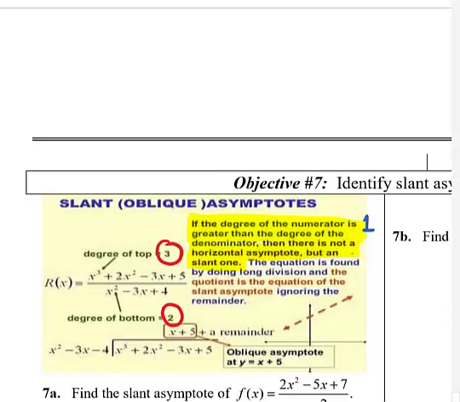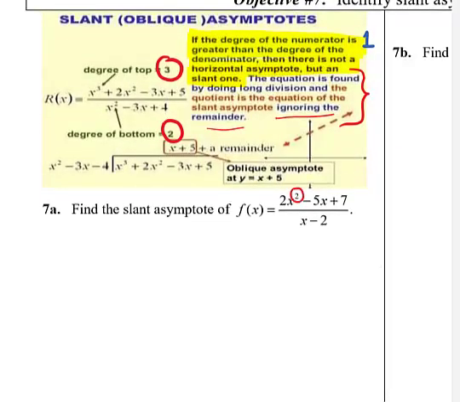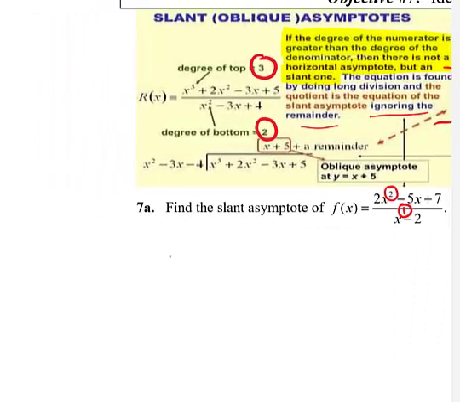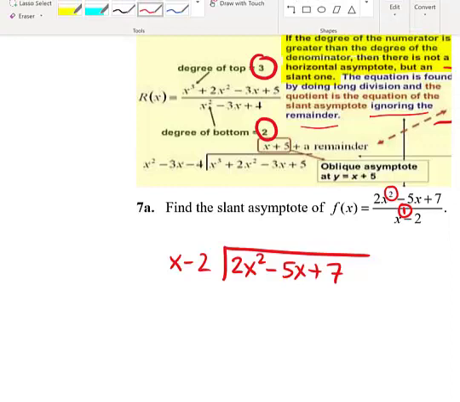Okay, and then you'll find the slant asymptote by doing long division of the denominator into the numerator. The quotient is the equation of the slant asymptote, and you ignore the remainder. Remainder means nothing, it doesn't help us at all. It's just the quotient. So that's pretty much what we're doing here. Notice the degree of the numerator is a 2, the degree of the denominator is a 1, so it fits the bill. The numerator's degree is 1 more than the denominator's. But we're going to find it, like we said, by doing long division of the denominator into the numerator. So this is why we learned or reviewed long division, because we're going to need it here.